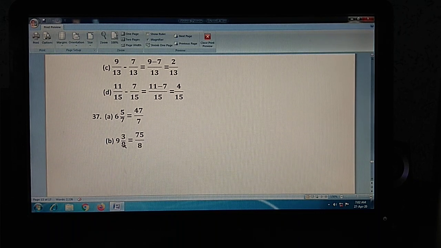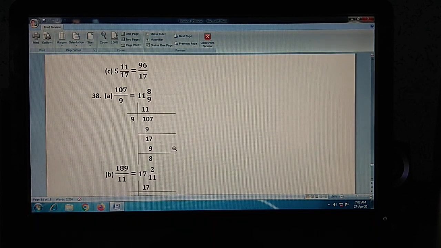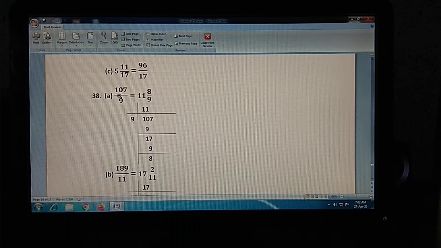So the formula is very simple. You have to multiply the denominator into the whole number, plus the numerator. 8 9s are 72, plus 3, 75 by 8. Understood?